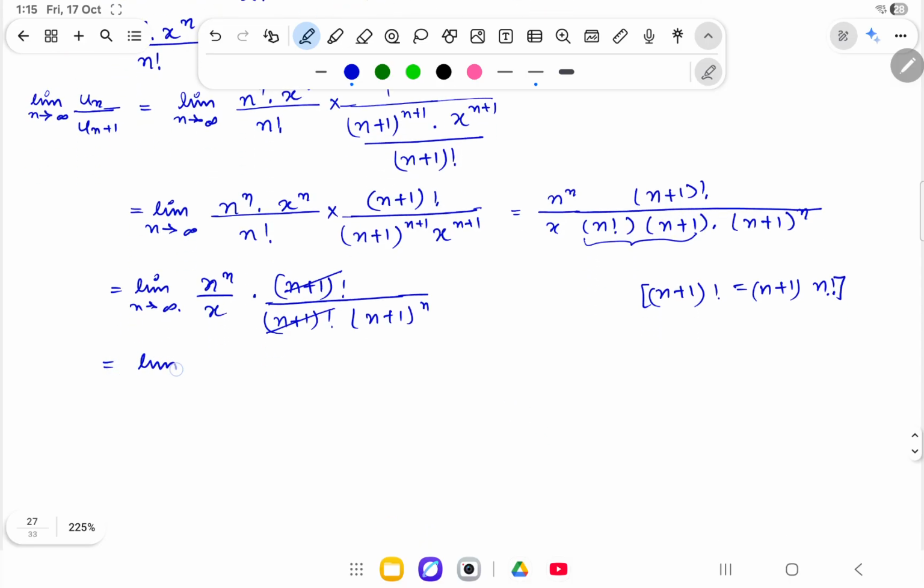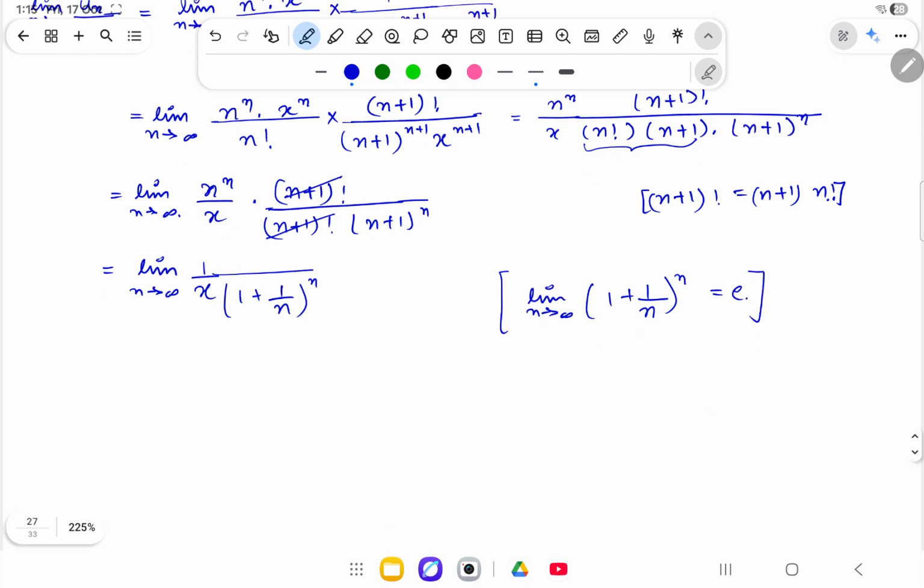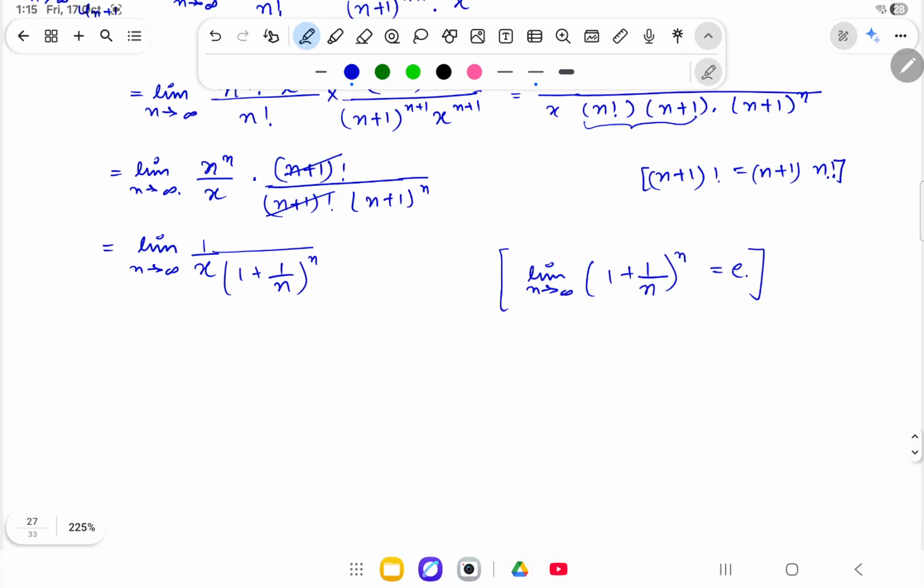So we'll be left with limit n approaches infinity 1 by x times 1 plus 1 by n raised n. So what I have done is I have just taken this term down in numerator and simplified it, and we know what is the limit of this. We know that limit n approaches infinity 1 plus 1 by n raised n is equal to e. You can also check it by taking log on both the sides and then simplifying it, so you'll get it as e only. So the whole limit turns out to be 1 by x times e.